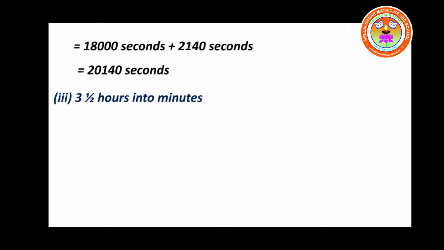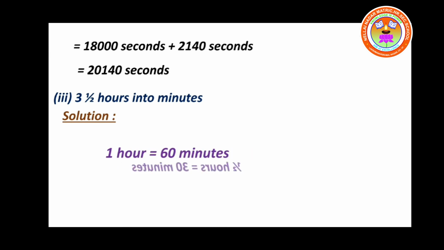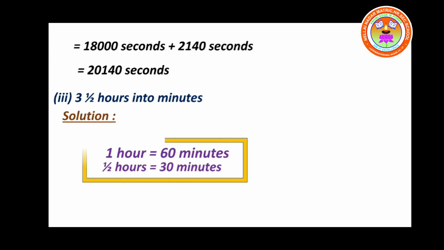3.5 hours into minutes, I have to convert. Let us move on to the solution, children. So 1 hour equals 60 minutes. This you know. So half an hour equals what? We will get 30 minutes. So from 1 hour you have to divide by half, so you will be getting now 30 minutes.